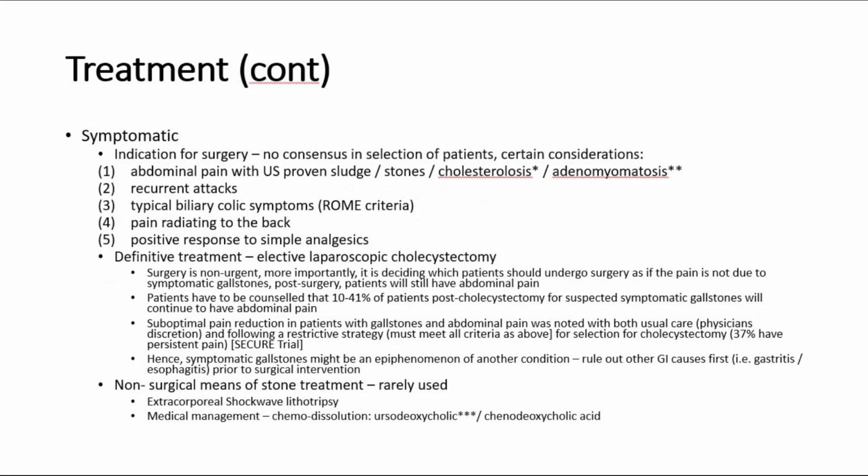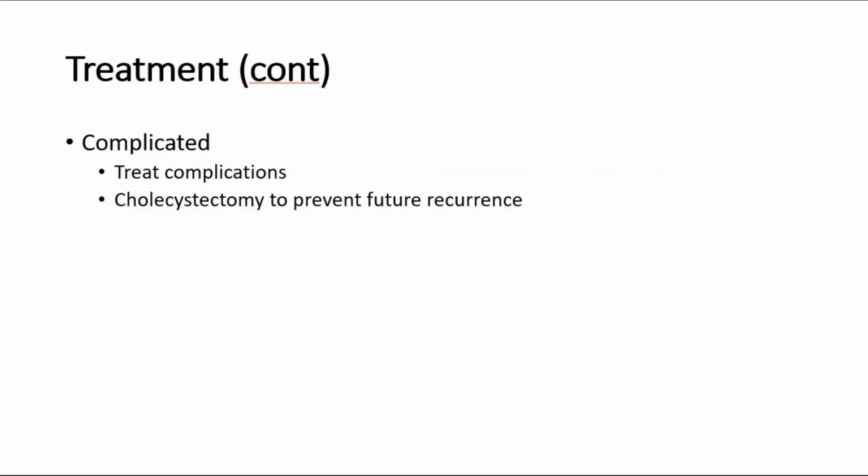Whereas for symptomatic cases, indications for surgery are abdominal pain, recurrent attacks, typical biliary colic symptoms, pain radiating to the back. Definitive treatment will be elective laparoscopic cholecystectomy. Non-surgical treatment is rare, such as extracorporeal shockwave lithotripsy, or chemodissolution using ursodeoxycholic acid. For complicated cases, treat the complications. Cholecystectomy can be done to prevent future recurrence.